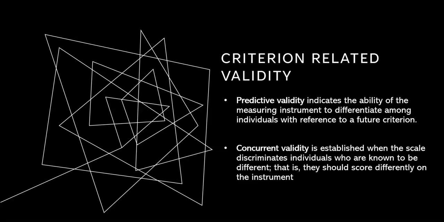The concurrent validity is established when the scale discriminates individuals who are known to be different. For example, let's say you want to check the performance of students in a class. You have a question regarding performance, whether they think they perform well in the class or not. And the other one, you have the CGPA of these students. So you assume that those who have high CGPA will be high performers, and those with low CGPAs will be low performers.